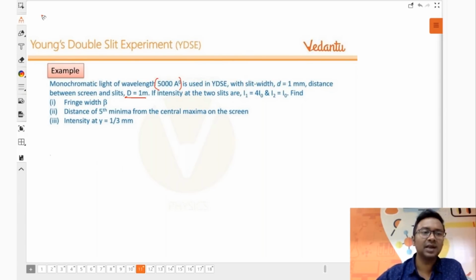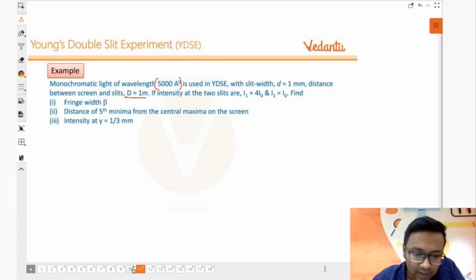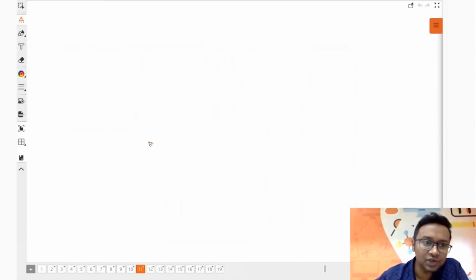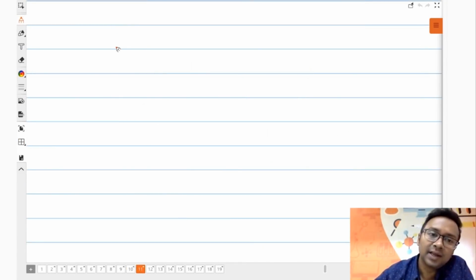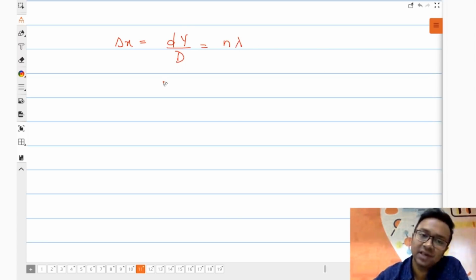What is fringe width? It is the distance between two successive bright fringes. All right, students. So, let's say we just got this formula out here. That is my path difference is d tan theta. That is y divided by capital D should be equal to n lambda for constructive phase difference. That means the position of the nth maxima is going to be n lambda capital D by small d.